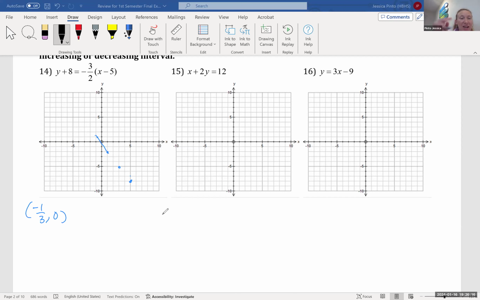Who would have guessed? And so I'm guessing my y value is going to be very similar. That one will be easier to compute. So that's going to be y plus 8 equals negative 3/2 times 0 minus 5. So that's the math. This inside the parentheses would be just negative 5. So I have a negative times the negative, which is a positive. That's going to be 3 times 5, 15 over 2.